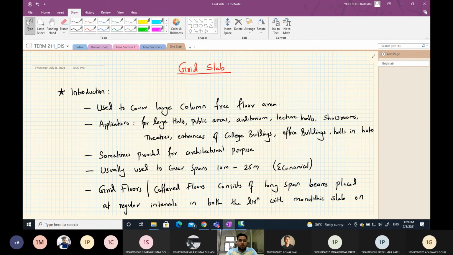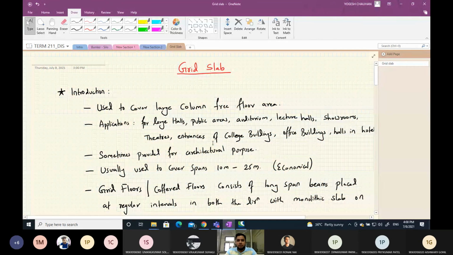Then they find applications for large marriage halls, public areas, auditoriums, lecture halls, showrooms, theaters. Generally, some entrances of college buildings, public buildings, or office buildings are provided with such grid slabs for architectural purposes. Even halls in hotels are sometimes provided with grid slab. They are usually used to cover spans ranging from 10 meters to 25 meters. That is the economical span range for such slabs.